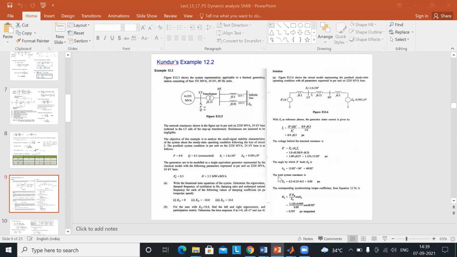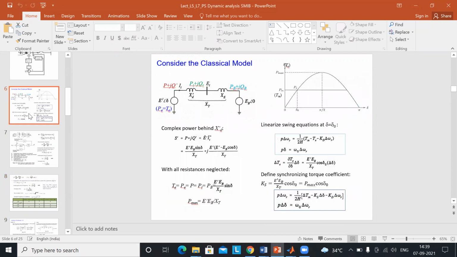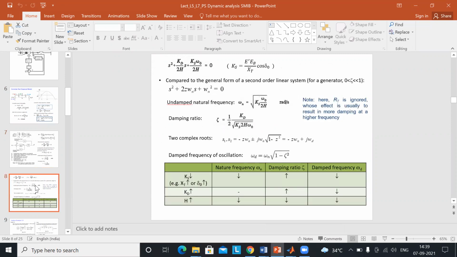So what we had discussed yesterday was about how we have the second order model of, say, an SMIB system, and we had some of the equations derived, and then an understanding of how the natural frequency, the damping ratio, or the damped frequency will change as the system parameters change.